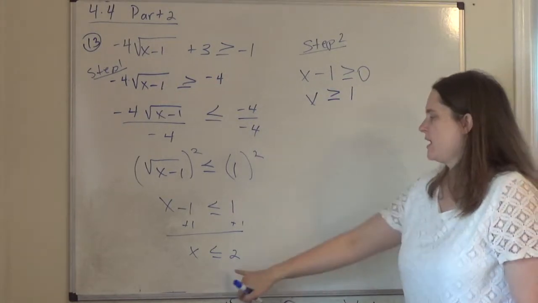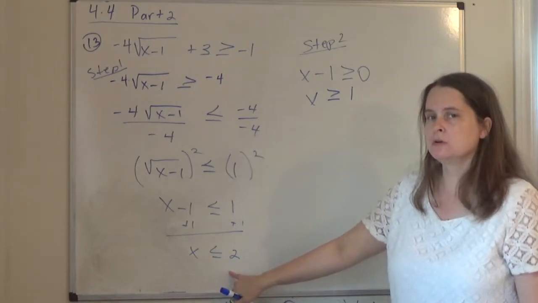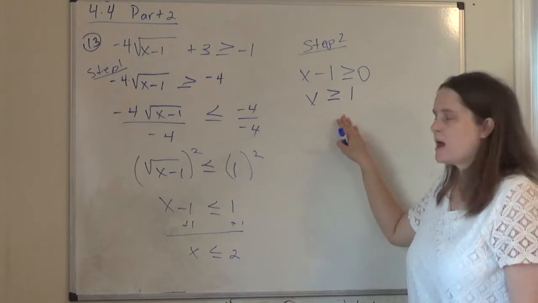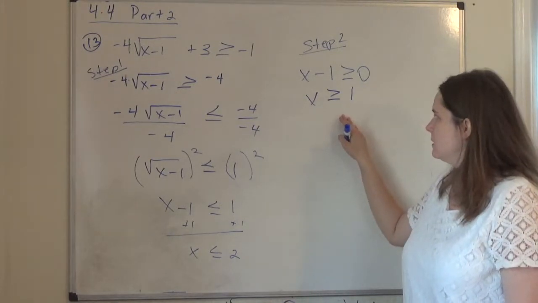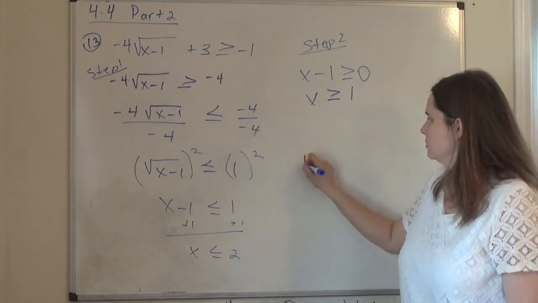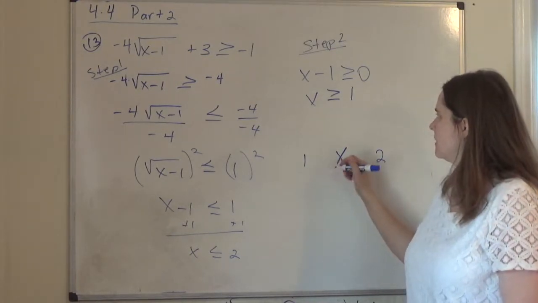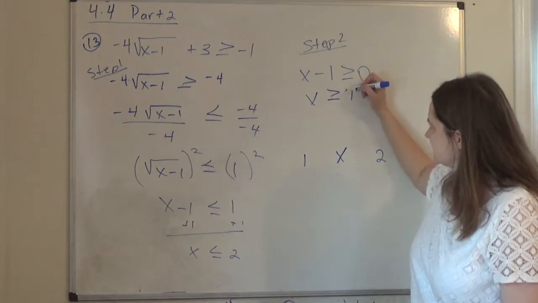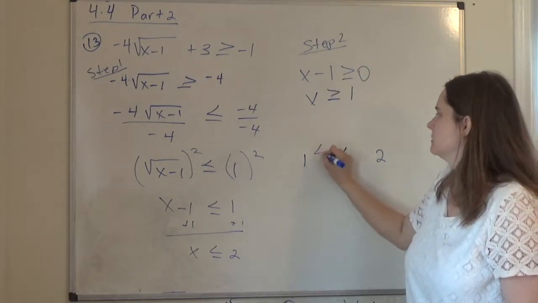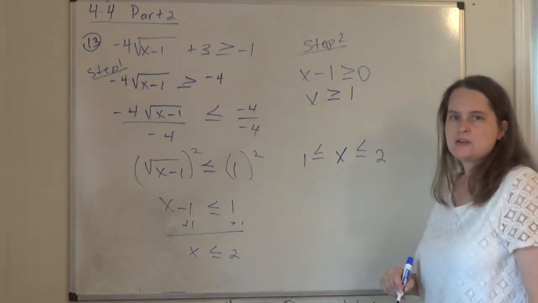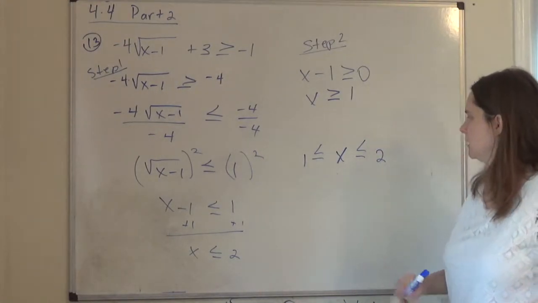So we have found that x has to be less than or equal to 2. At the same time, it also has to be greater than or equal to 1. So how can we say this as an inequality? Well, 1 is smaller than 2. X should be in between. If you look at this backwards, 1 is less than or equal to x. X is less than or equal to 2. So that's how you can say it as a 3-part inequality.